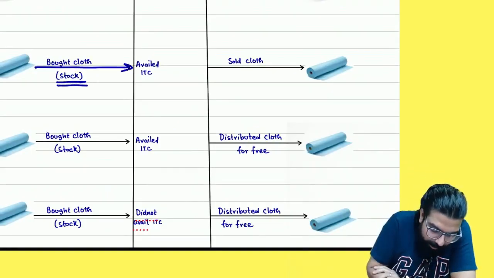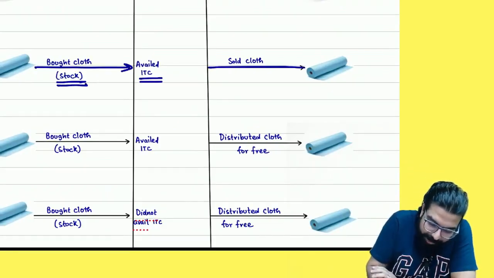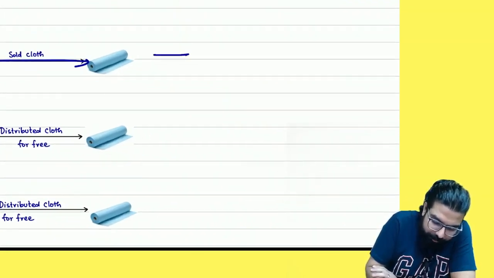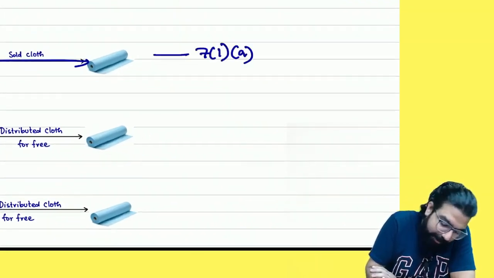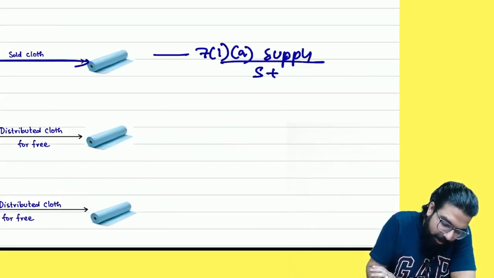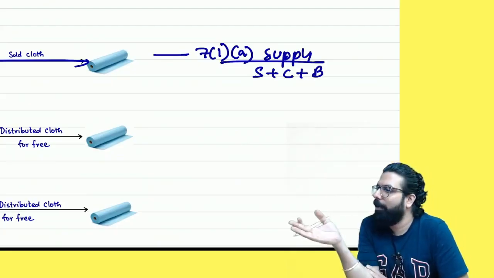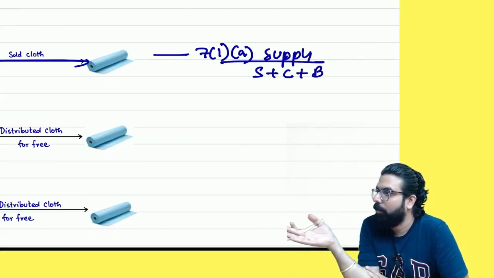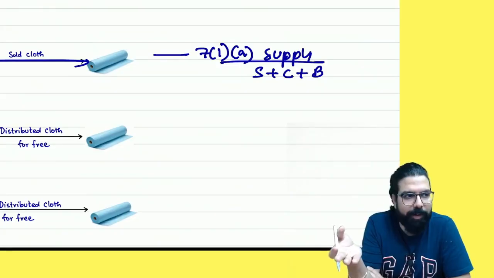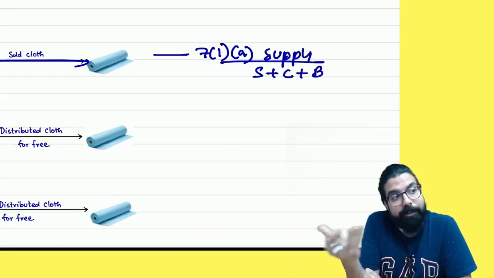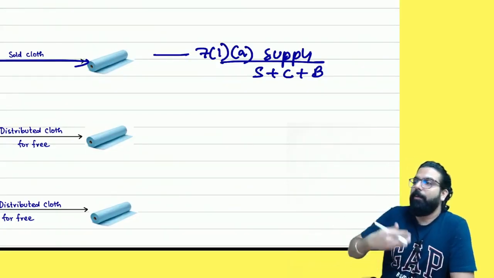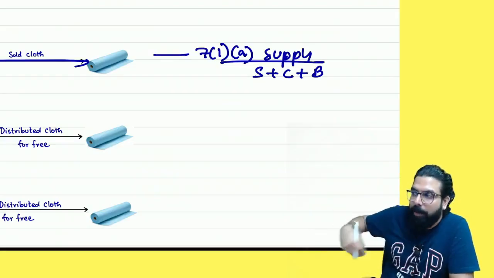I took the ITC and sold the cloth. Section 7(1): supply. Why supply? Sale for a consideration in the course of business. Now 7(1)(a) is total nonsense for you. Do you think 7(1)(a) is super easy? After some time you will feel 7(1)(c) is also very easy. As and when you keep learning things, the old things become very easy for you.